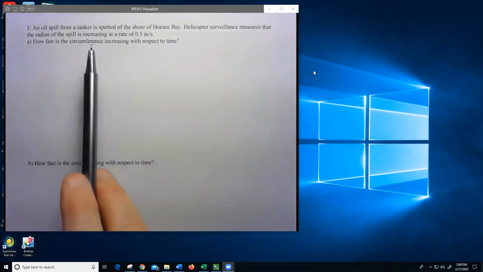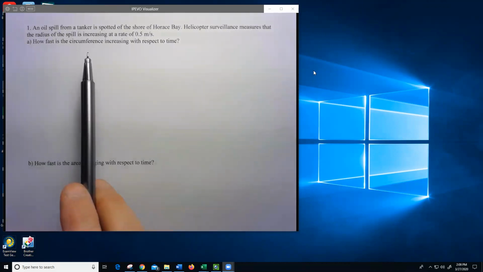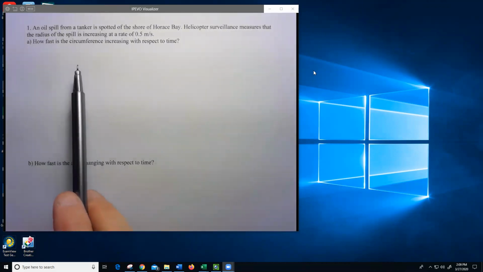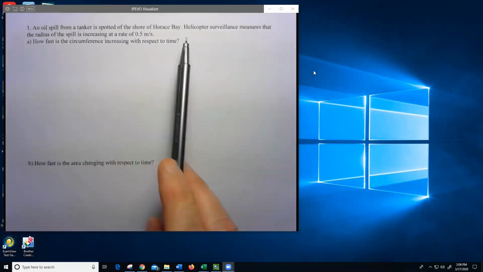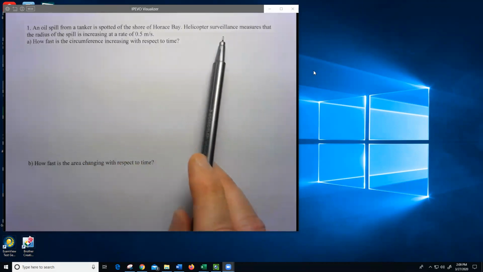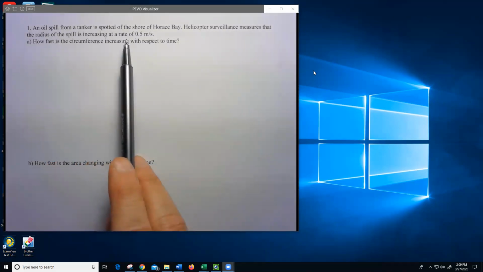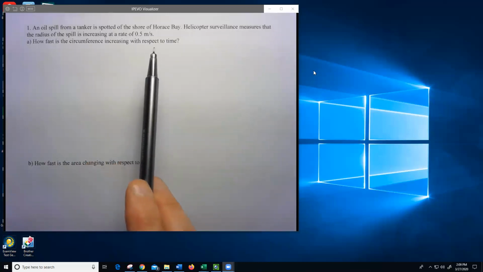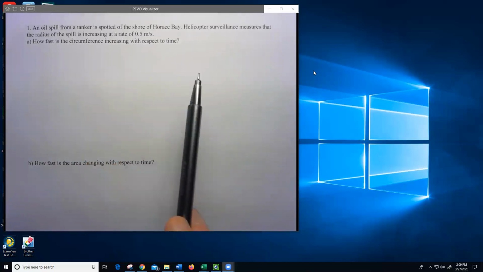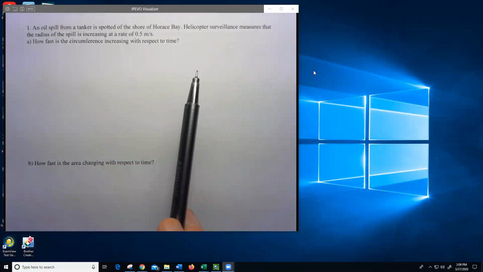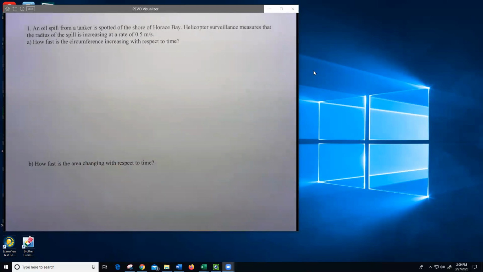So I want you to look at this question, and I hope you're going to see that it looks kind of familiar, because we've seen a question like this before. So it says an oil spill from a tanker spotted, blah, blah, blah. Helicopter surveillance measures the radius of the spill to be increasing at a rate of 0.5 meters per second, okay? Now, does anybody remember what we use this type of example for? What were we trying to get to in this particular example when we saw it in advanced functions? Any takers?